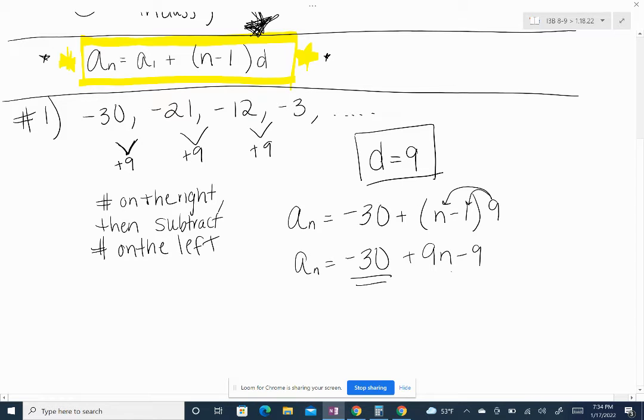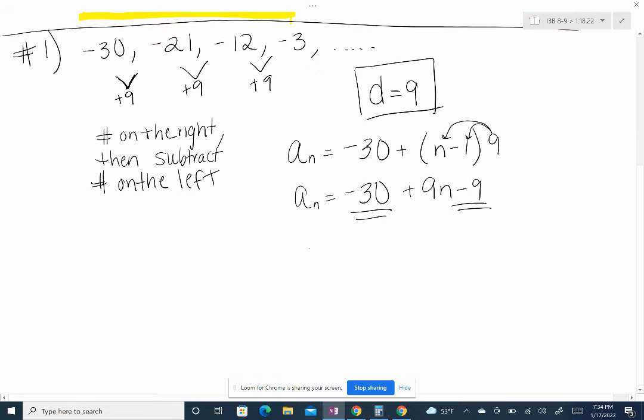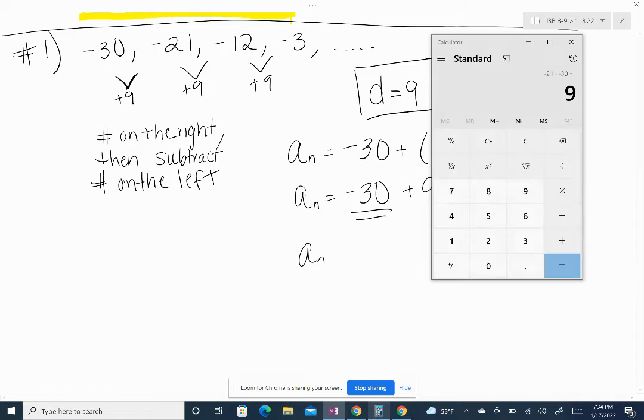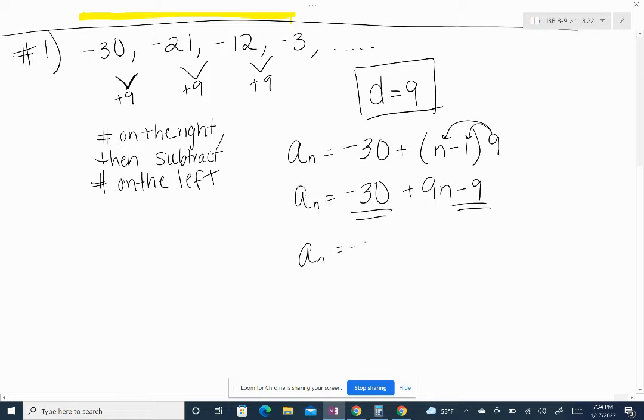We can actually combine these two. Remember, we're going to add similar terms. So we'd add n's with n's and add the constants with the constants. Negative 30 is a constant, negative 9 is a constant. So a_n, we can see it's negative 30 minus 9. So I'm going to put in here 30, make it a negative, minus 9. That's going to give me negative 39. And this is going to be your explicit formula, okay?